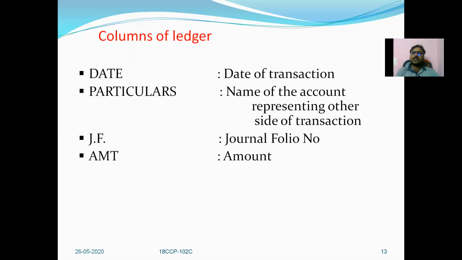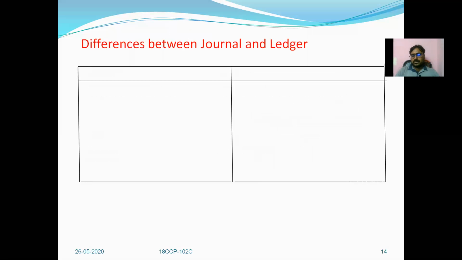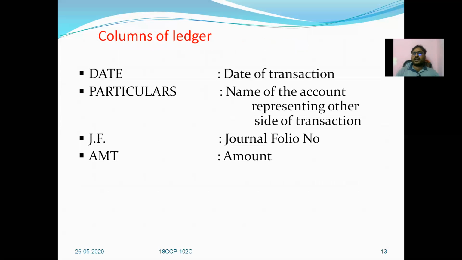Without a journal entry, we can't post into the ledgers, right? So that's why it is a primary entry. Journal entry is a primary entry. Here, date is the date of the transaction, and particulars is the name of the account representing the other side of the transaction. JF, journal folio number, means the journal in which your entry is taken. That journal should have a number, and that number should be mentioned in the JF column. Next, the amount you are posting from the journal entry should be entered here.